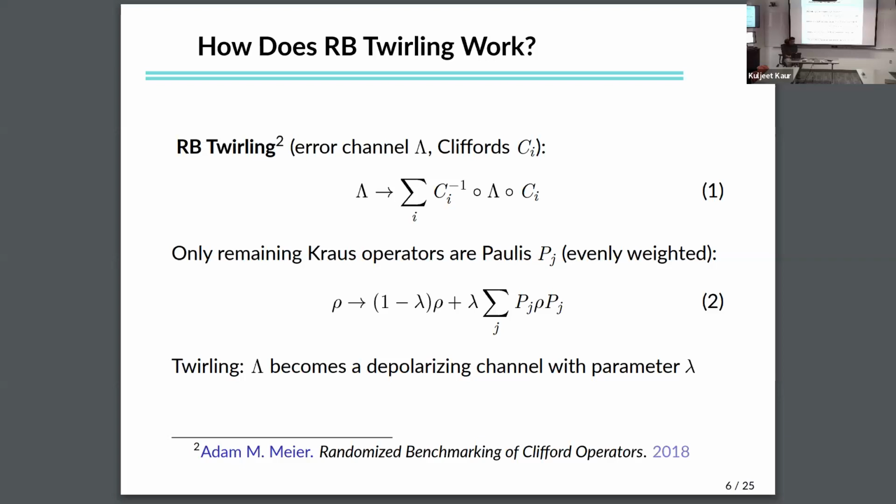Right, so that's RB twirling. People have come up with all sorts of different perspectives on this. Representation theory is a very common way of analyzing this. And people have also extended this to cases where, for example, the gates you're using to randomize also have errors and so on. Okay, so that's the background on randomized benchmarking. So this has been around for a while. Specifically, what we are interested in is something called fully randomized benchmarking, which I'm going to introduce now.